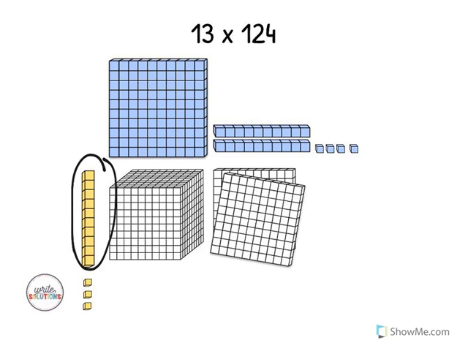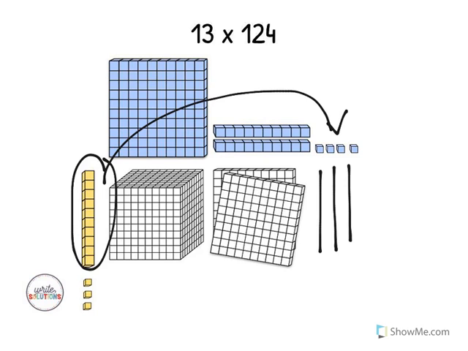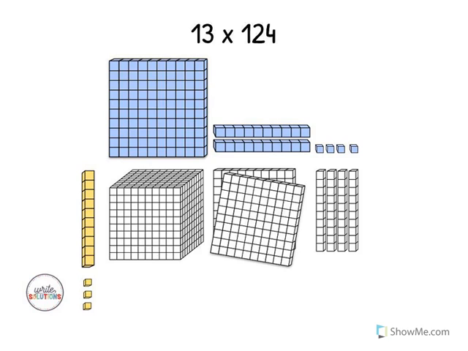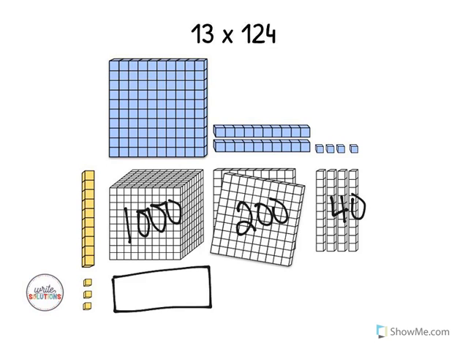Next, we'll distribute this 10 to the 4. So if we're creating an array, we need to fill in this space right here. And we have 40 when we do that. So we have partial products. So far we have 1,000, we have 200, and we have 40. We still have 3 more partial products to figure out, and then we need to put them all together.